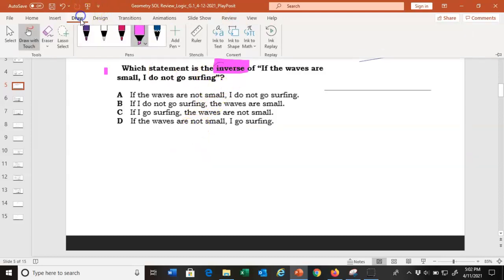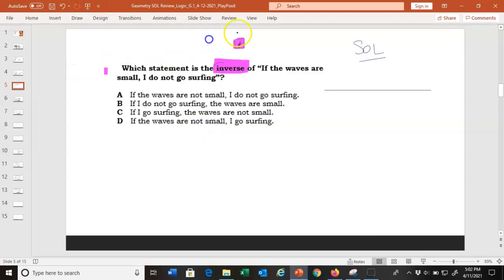So we're looking for inverse, and we know the inverse is you make them opposite. So we know our original statements are P and Q. So for the inverse, we're looking for not P, not Q. So then it's sort of just like a matching game. So the first part of this statement, if the waves are small, that's P. So we're looking for if the waves are not small. See, that's how you make it not. So we want not.